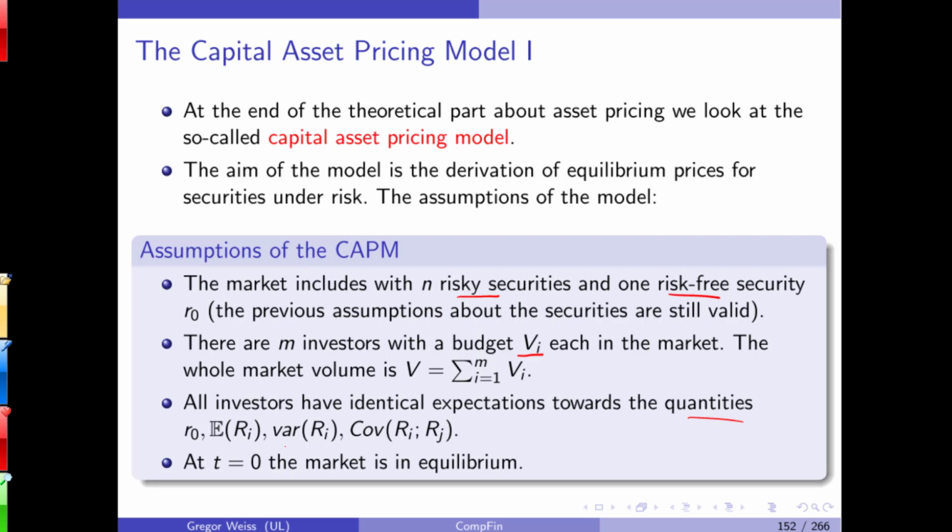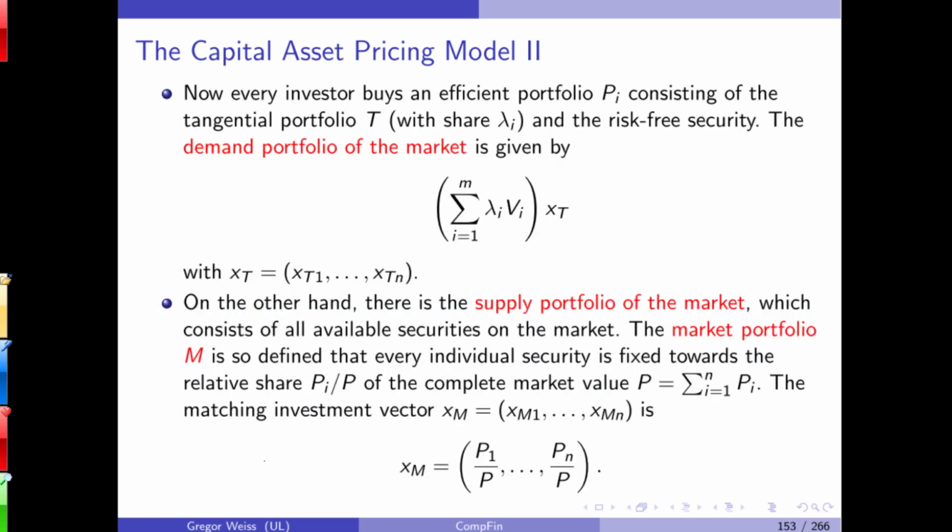This is obviously a very strong assumption, meaning that every investor knows everything, at least the decision-relevant variables, the expected returns, the volatilities, and the covariances. Usually not the case in a market. And when we start the model, the market is in equilibrium.